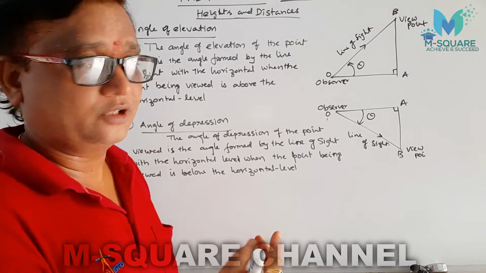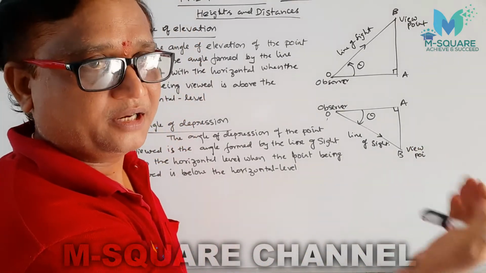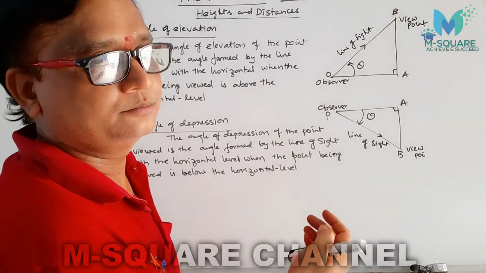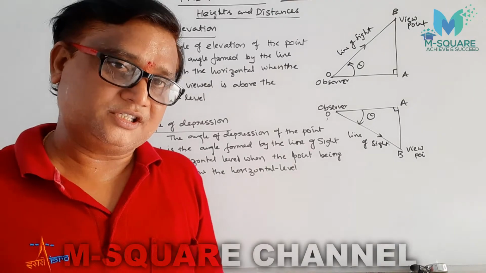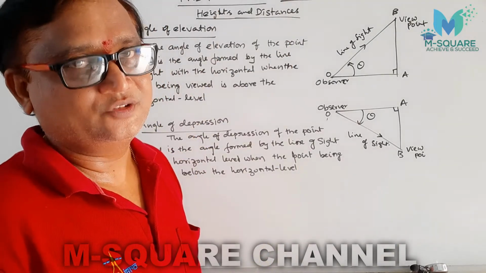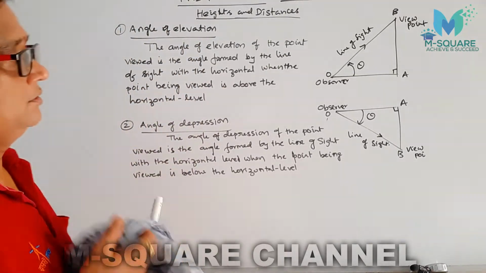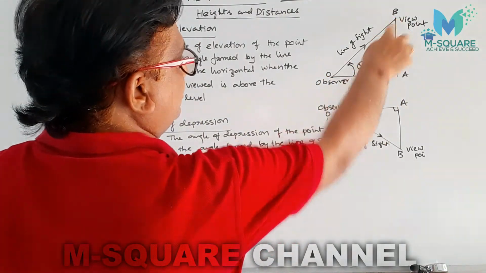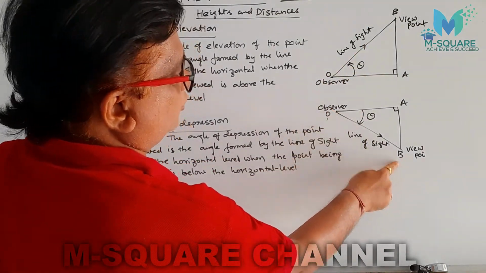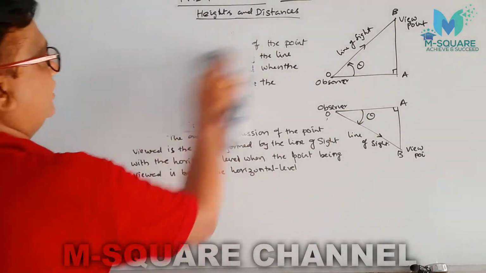So you must observe that while you are nearer to the object, nearer to a tower or a pillar or anything, the angle is high while you are seeing the top. While you are at a long distance, the angle of elevation is very low. So these are the two main points. This is the line of sight, viewpoint, observer. Same thing: observer, line of sight, this is the viewpoint. This object is perpendicular. Now I am going to explain once again.